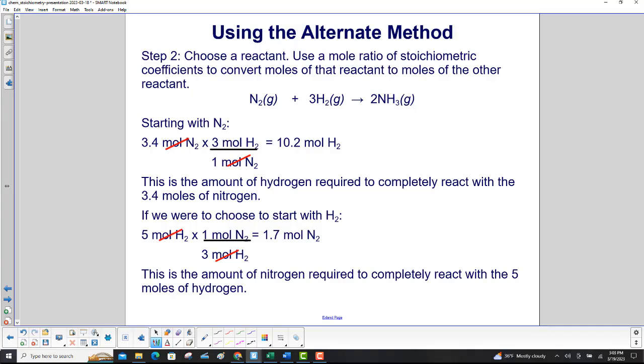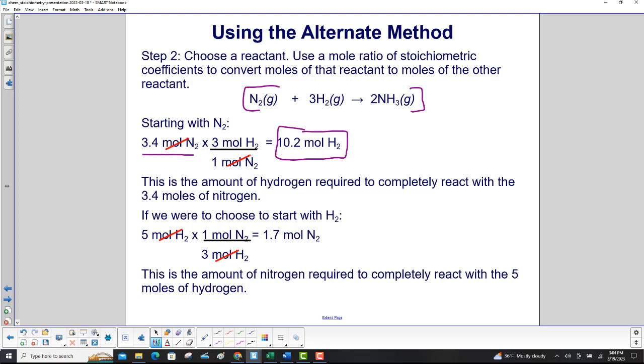Step 2. Choose a reactant. Use a mole ratio of stoichiometric coefficients to convert moles of that reactant to moles of the other one. Once again, our balanced equation. We'll start with nitrogen. 3.4 moles of nitrogen times 3 moles of hydrogen over 1 mole of nitrogen. That gives you 10.2 moles of hydrogen. This is the amount of hydrogen required to completely react with the 3.4 moles of nitrogen.